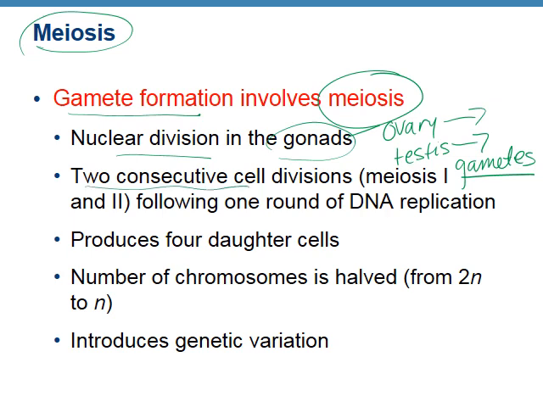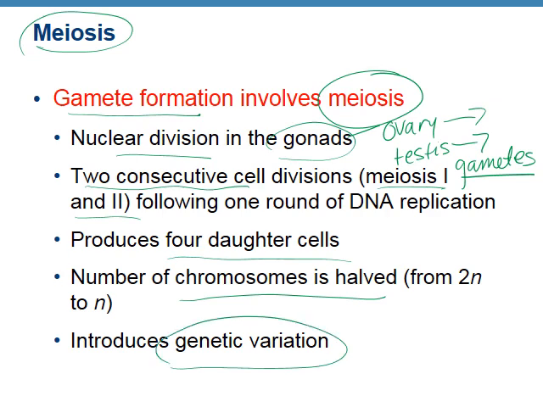So 2 consecutive cell divisions. We have meiosis I and we have meiosis II. It produces 4 daughter cells. The chromosome number is halved, and it introduces genetic variation.